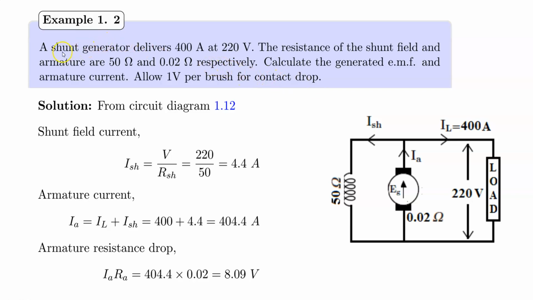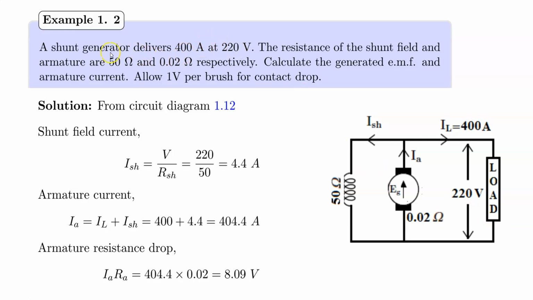So first of all, we have to draw the schematic diagram of the shunt generator. Since the question is about a shunt generator, for doing the problem, first of all, we have to draw the schematic diagram. This is the schematic diagram of a shunt generator, and put the values of different parameters, that is IL, ISH, RA, RSH, etc.